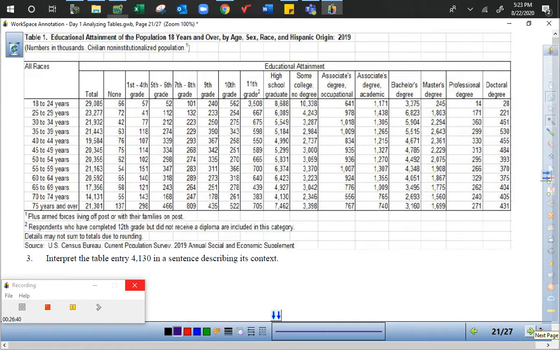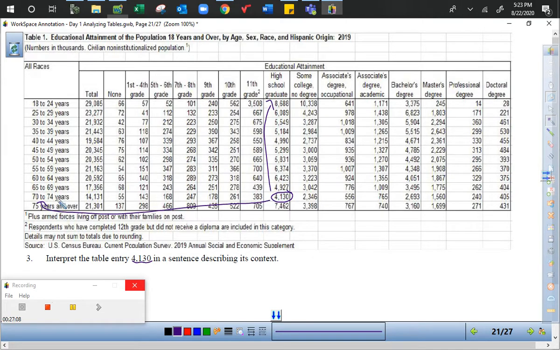So our first job is to go find this guy in the table. So what I want you to do is pause the video real quick and go find that and circle it. Okay, find it and circle it. Alright, here we are, 4,130, we found it, and when we're talking about context, what this means, we want to go up to the heading and over to the heading to talk about what it means.